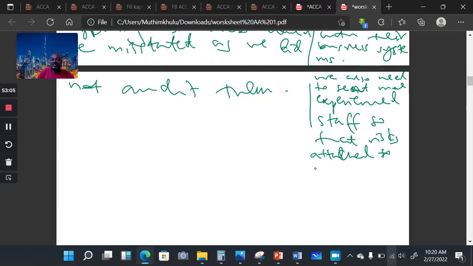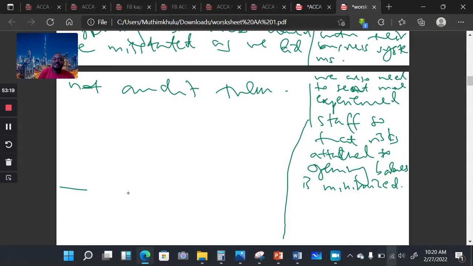So that risks attached to opening balances is minimized. That's a response which is actually very, very, very competent.